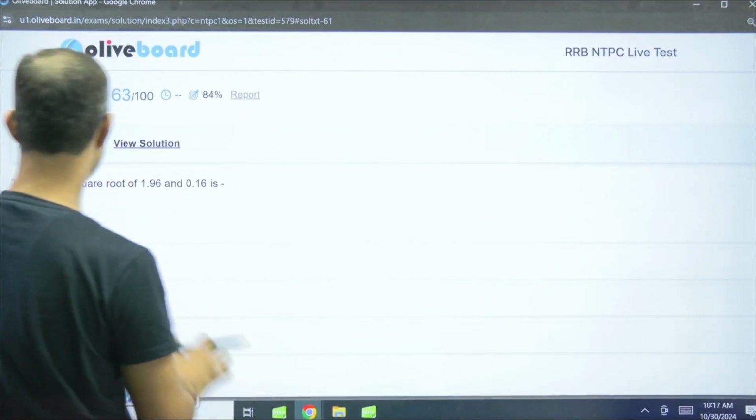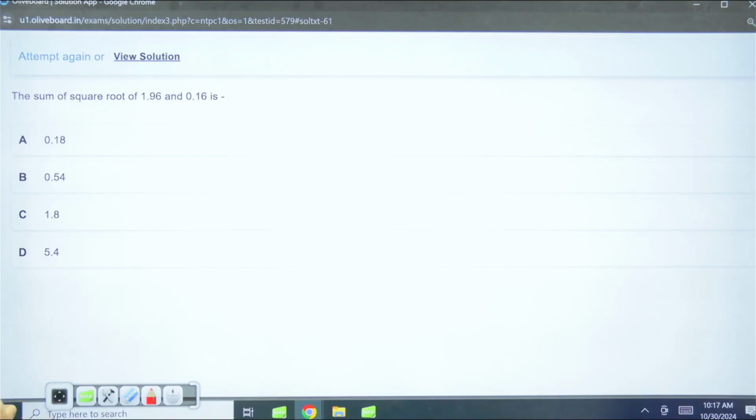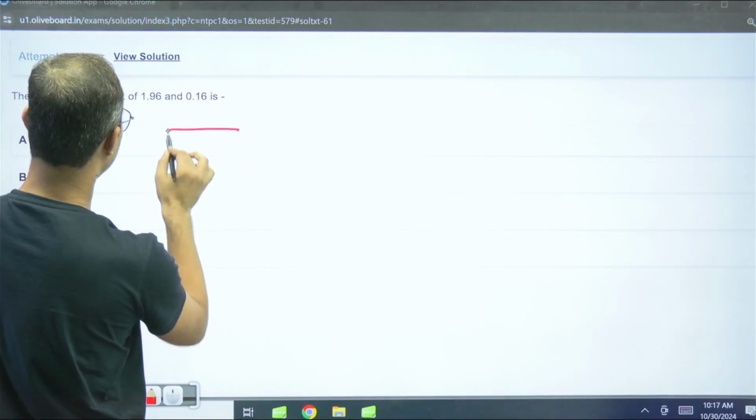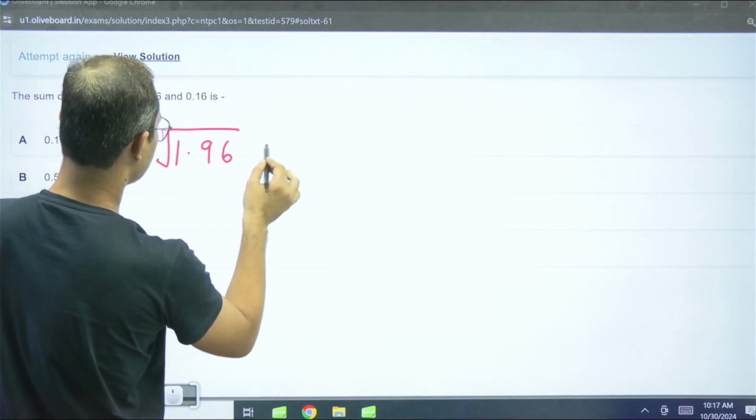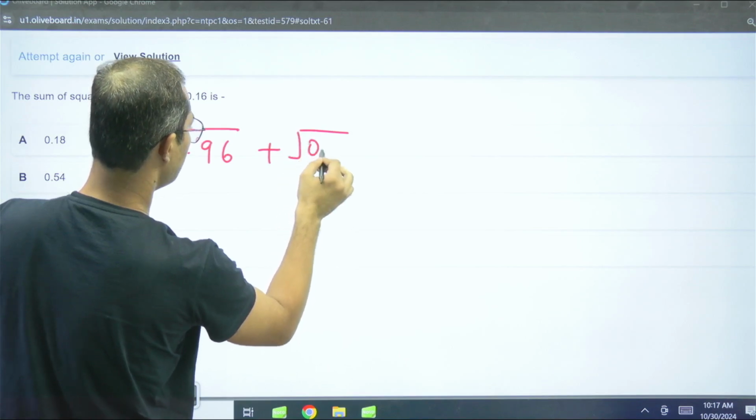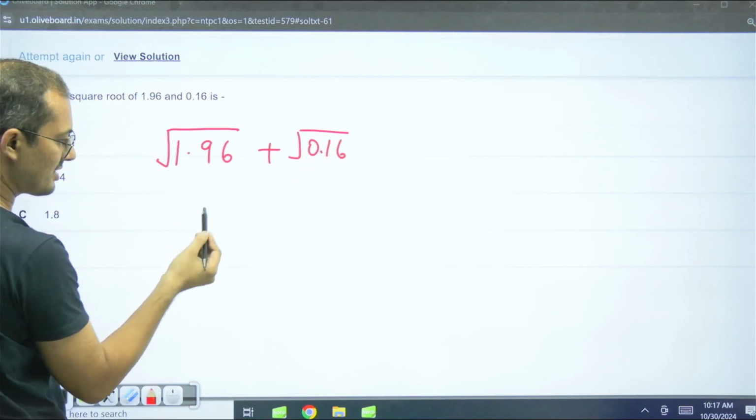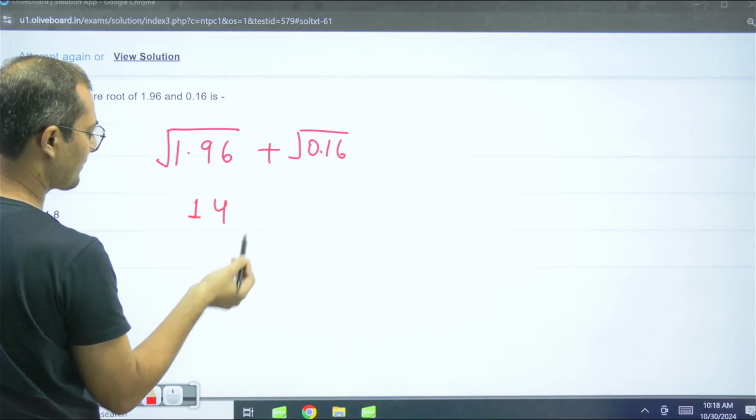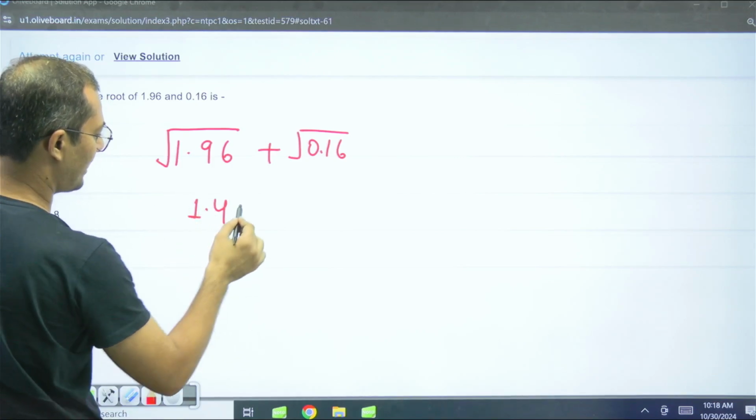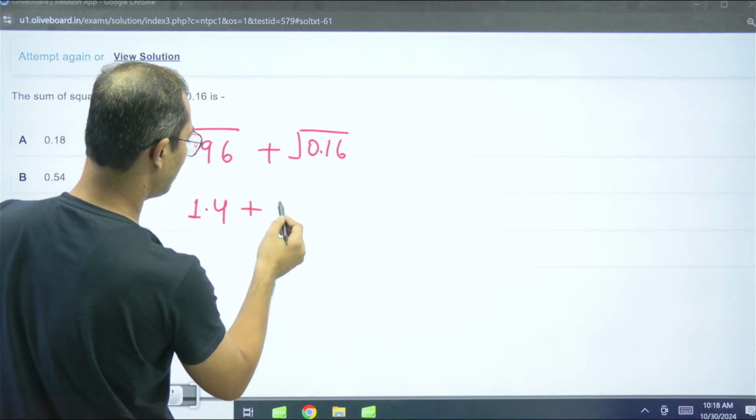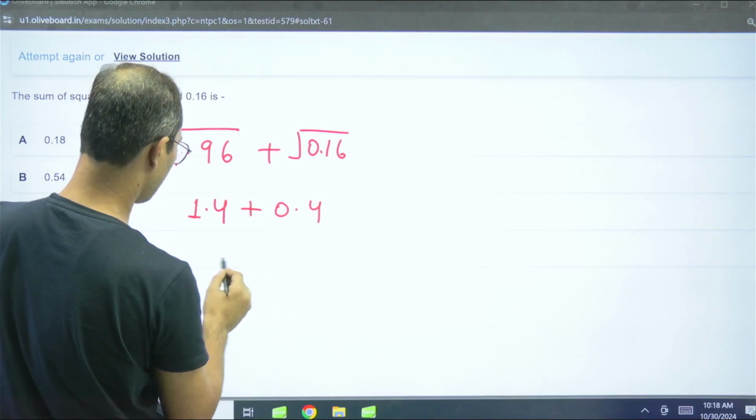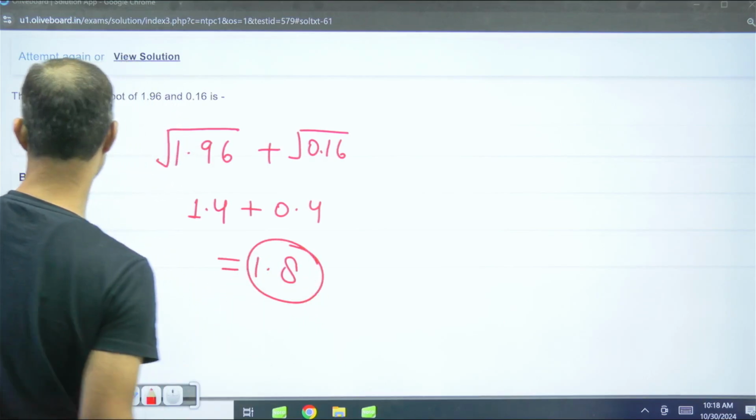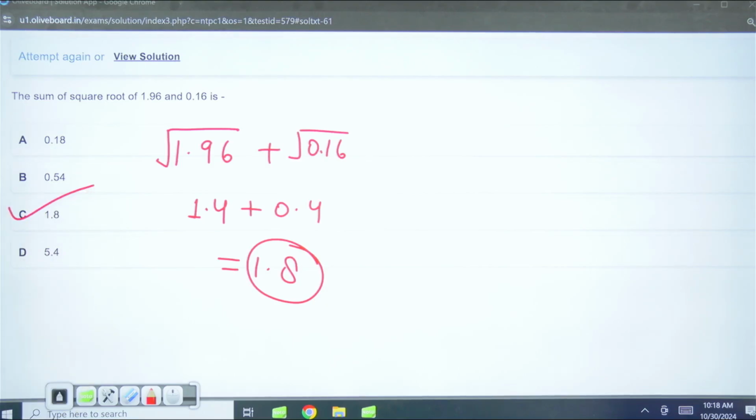Yes, please tell me what is the answer of this question. We have to calculate the sum of the square root of 196 plus root 0.16, right? So the square root of 196 is 14, right? There are 2 digits after the decimal point, and after the square root there will be only a single digit, right? So the square root of 0.16 is equal to 0.4. So we can say that 14.4 is the right answer. C is the right answer, yes.